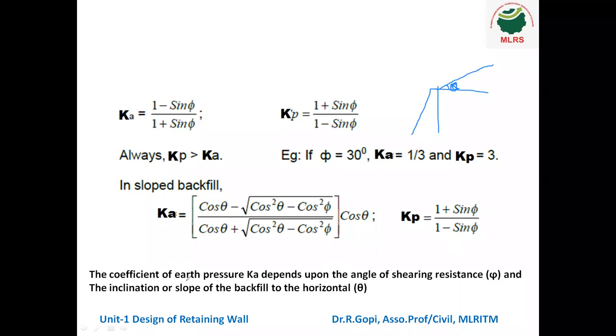So the coefficient of earth pressure Ka depends upon the angle of shearing resistance and the inclination or slope of the backfill to the horizontal. This is a very, very important note, please note. Ka depends upon the angle of shearing resistance, the phi value, and the inclination or slope of the backfill, the theta value. So these two things we have to remember.